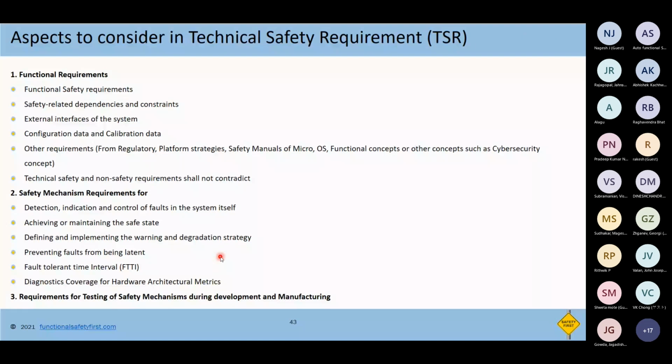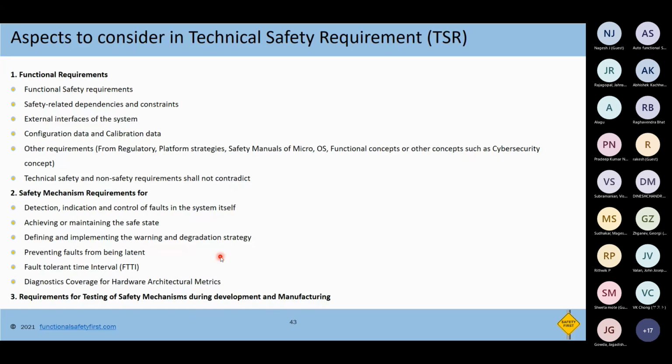And if we have any degradation strategy, what is the requirement to achieve the degradation strategy? And if you have any latent fault related requirements, we need to consider that. Most importantly, we need to consider the requirement for the fault tolerant time interval, which is the main aim: to achieve the safety goal within the time interval which we received from the OEM, or which we derived on our own in the SUOC base. So we need to consider the fault tolerant time interval.